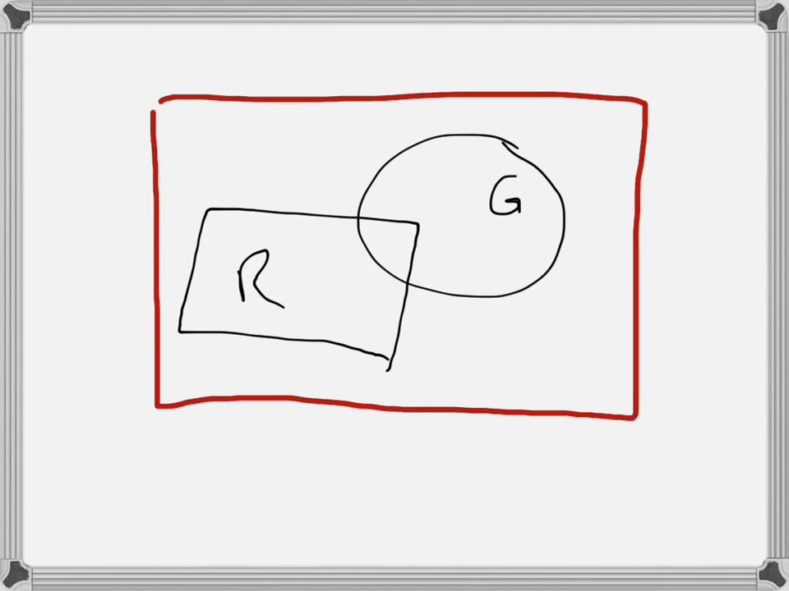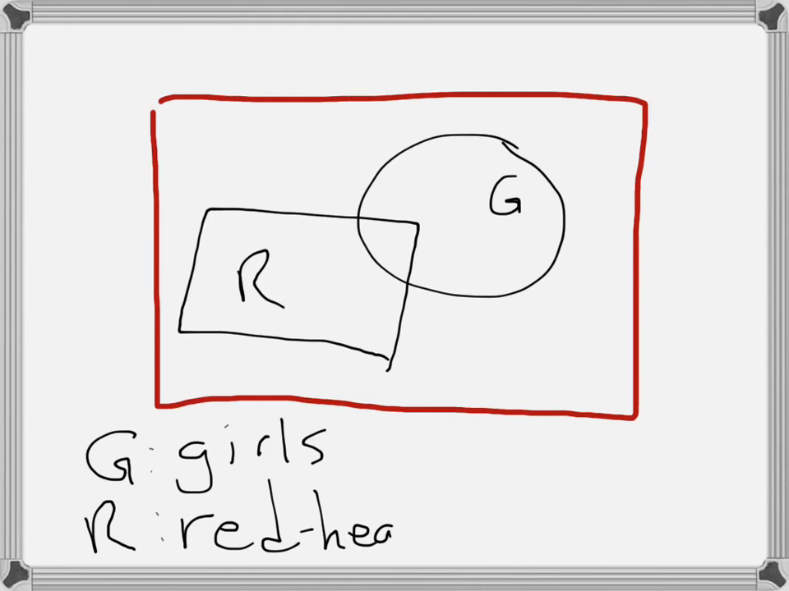Let's consider the two sets where we're going to define G as a set of people who are girls, and R the set of people who are redheaded. So let's say that we know there are 25 girls and maybe 45 redheads and 10 that are in both groups.